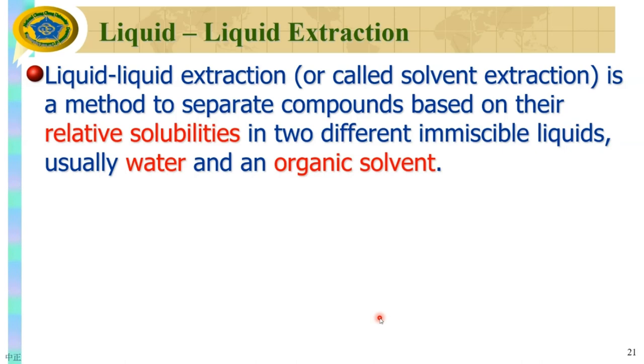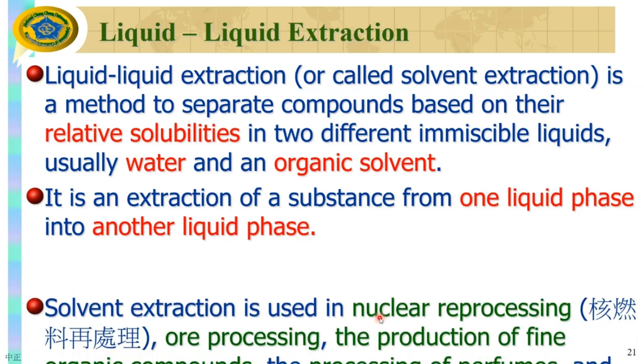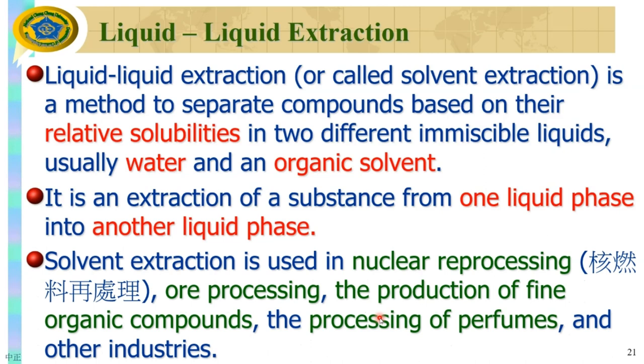So liquid-liquid extraction is a method to separate compounds based on their relative solubilities in two different immiscible liquids, usually water and an organic solvent. Okay, so it is extraction of a substance from one liquid phase into another liquid phase. You might have no idea what's going on with this, but solvent extraction is used for nuclear reprocessing, ore processing, the production of fine organic compounds, the processing of perfumes, and other industries.